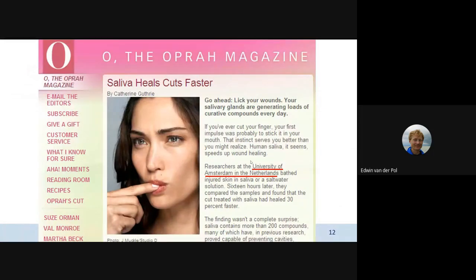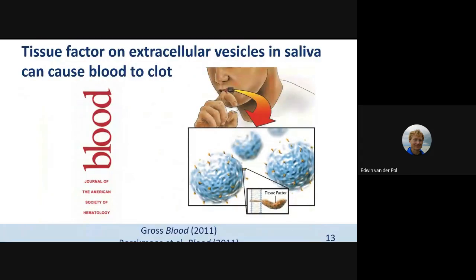So, colleagues of mine, not with me, but just when I started my PhD, published that the reason that we put a finger in the mouth has all to do with coagulation and vesicles. So what's the reason? In your saliva are vesicles present. These vesicles have a transmembrane protein, which is called tissue factor. Now, tissue factor is one of the molecules which can promote coagulation. So coagulation means the formation of a blood clot.